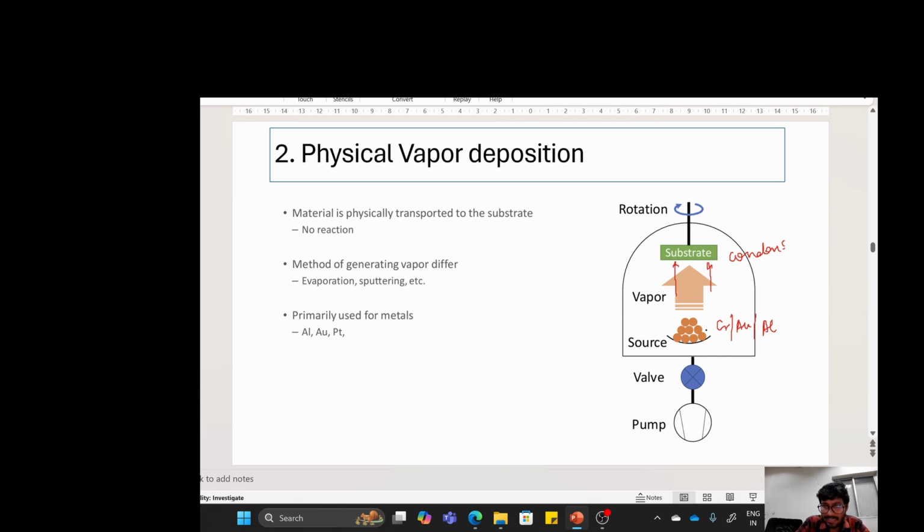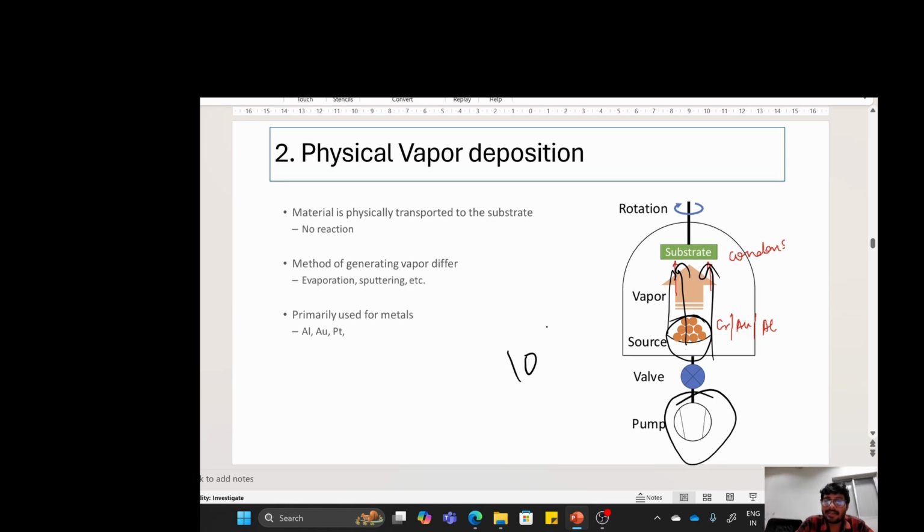So you already have the material, and you can heat the material. That will convert it into vapors, and these vapors are deposited over the substrate. There are some things that you need to have. One is a very good pump, so the pressure should be very low, in the range of 10 raised to power minus 6 millibar.